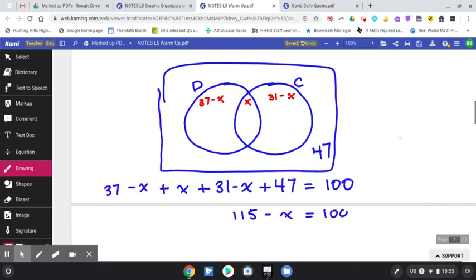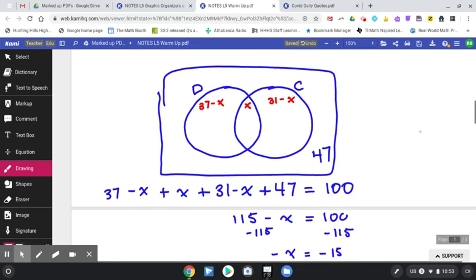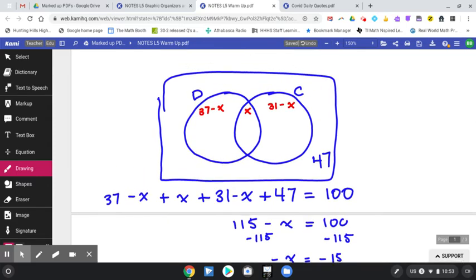Okay, and continuing on, I need to isolate the x. So I would subtract 115 from both sides. Now that's negative x would be equal to negative 15, and positive x would be equal to positive 15. So back to our Venn diagram, I'm going to substitute in x is 15. So that means our middle section is 15.